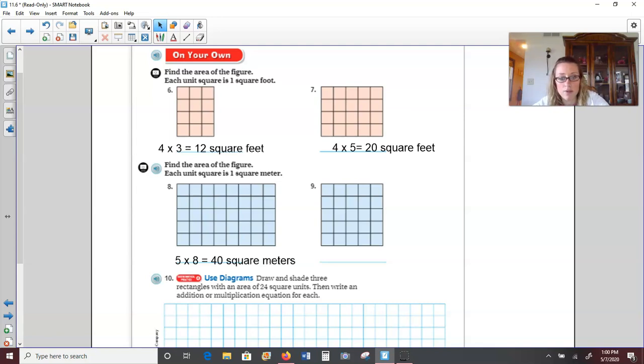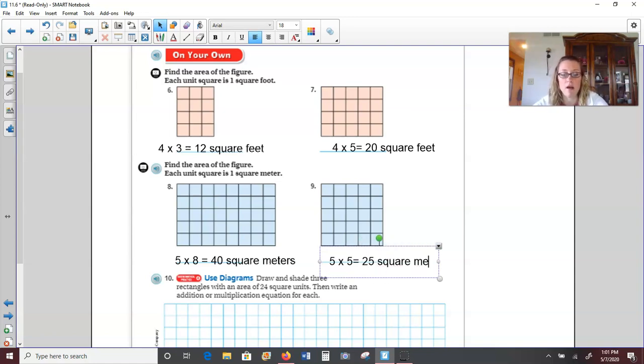1, 2, 3, 4, 5 rows is what I counted. Times how many are in each row? Rowan, what do you see there? 1, 2, 3, 4, 5. I got 5 as well, so that means this is a square. 5 times 5 is 25. Throw your label on there. We've got 25 square meters.